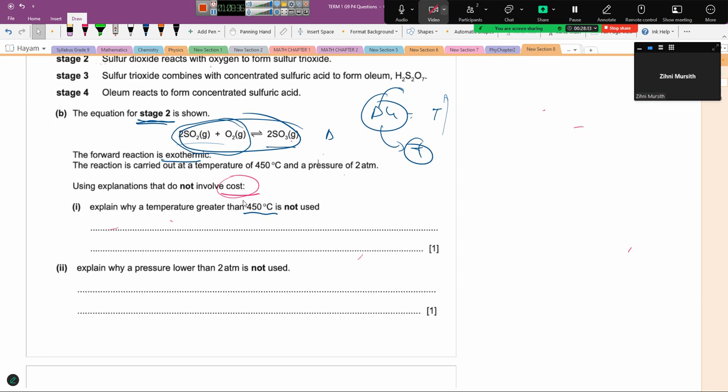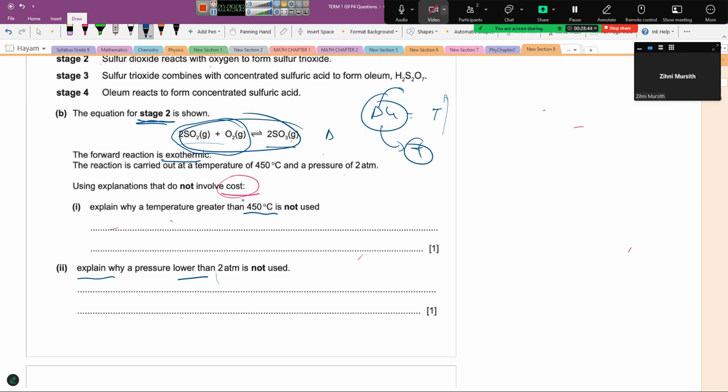If we lower the temperature, the reaction won't be able to overcome the activation energy for the forward reaction to occur. Right. And if we use a temperature higher than 450 degrees Celsius, it will favor the backward reaction, decreasing the yield of SO3. Yes, very good. Now explain why a pressure lower than 2 atm is not used, right?